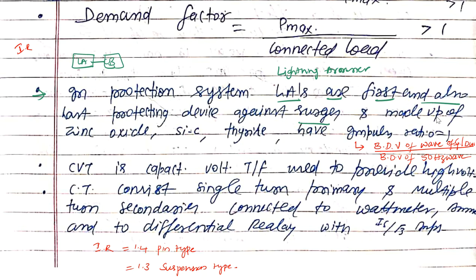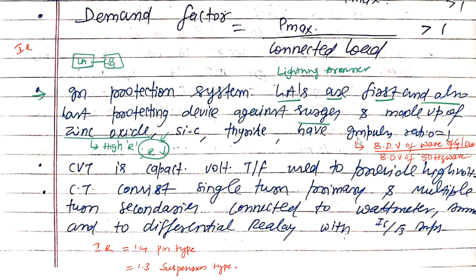It is made up of zinc oxide, which has the property of negative resistance. During normal healthy operating conditions, it offers a high amount of resistance to voltage and current. During abnormal conditions, whenever a surge strikes, its resistance automatically becomes low, so that it allows a path for the surges. It is made up of zinc oxide, silicon carbide and thyrite, and has an impulse ratio.